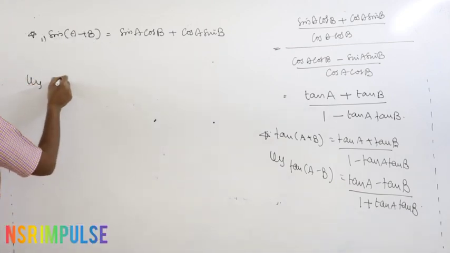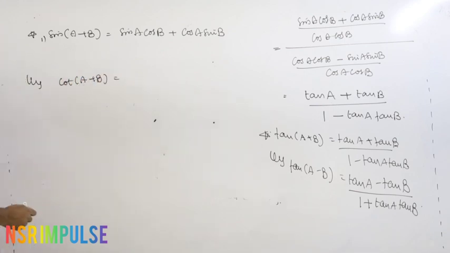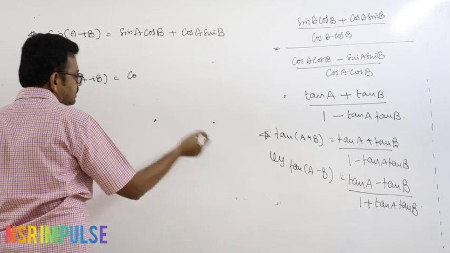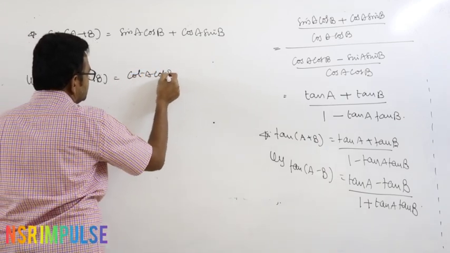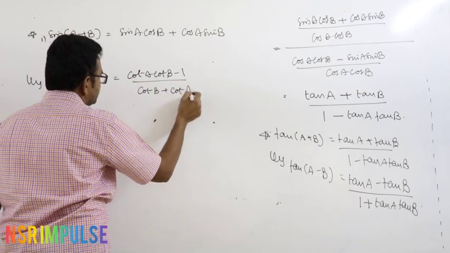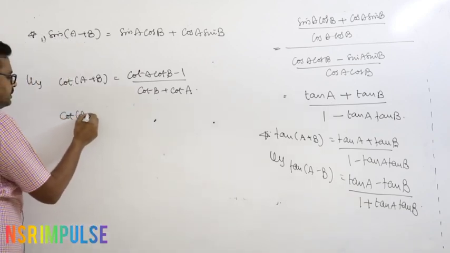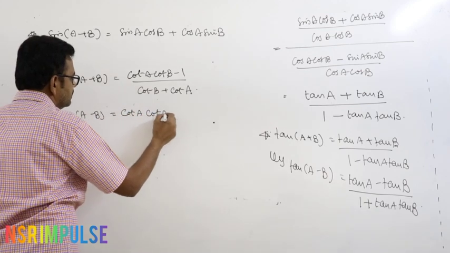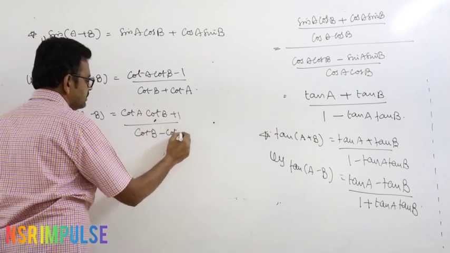And also cot of a plus b is equal to, in the same way we have to prove this also, cot a cot b minus 1 by cot b plus cot a, and cot of a minus b equal to cot a cot b plus 1 by cot b minus cot a.